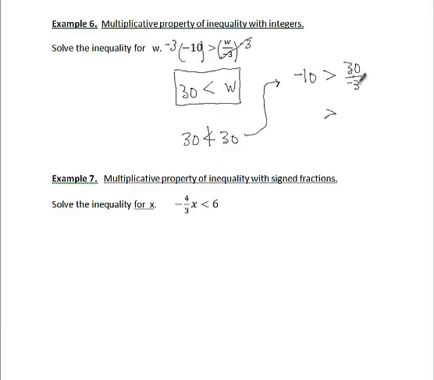If we divide the 30 by negative 3, then we get a negative 10. And negative 10 is not less than itself. It's equal to, but we don't have that option. There is no bar below the inequality symbol. So it's not true. 30 itself is not a solution to the original inequality.